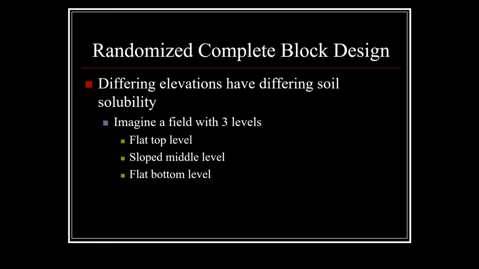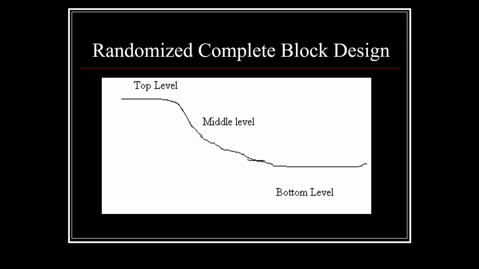So imagine a field that has three levels, perhaps a flat top level, a sloped middle level, and a flat bottom level, such as this. Well, when it rains, our top level has nice solubility, as opposed to our middle level, where our rainwater is running downhill. And then at our bottom level, we still get the rain from above. However, we also get runoff from our middle level.